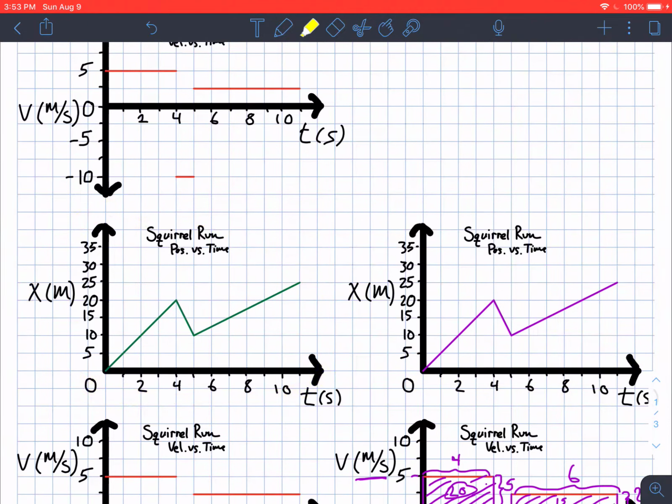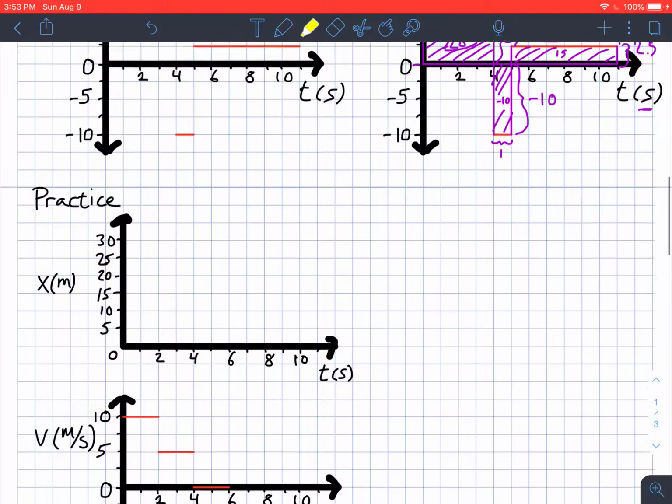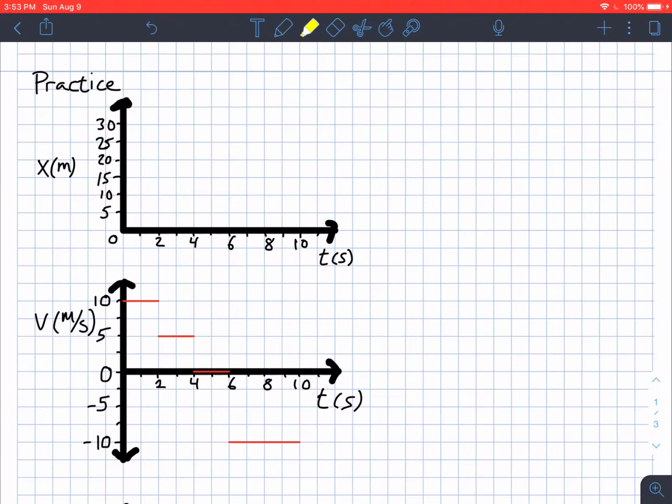Fantastic. Okay, let's do one more example so that you guys can see if you get it. So here is another velocity graph that I've given you. Okay, and what we're going to do, we're going to turn that into the position graph. But I'm going to give you guys a chance to figure it out. So go ahead and pause the video, draw a sketch of your position graph, and then when you're done, resume the video and you can compare your answer to mine. Okay? Alright, pause the video now.